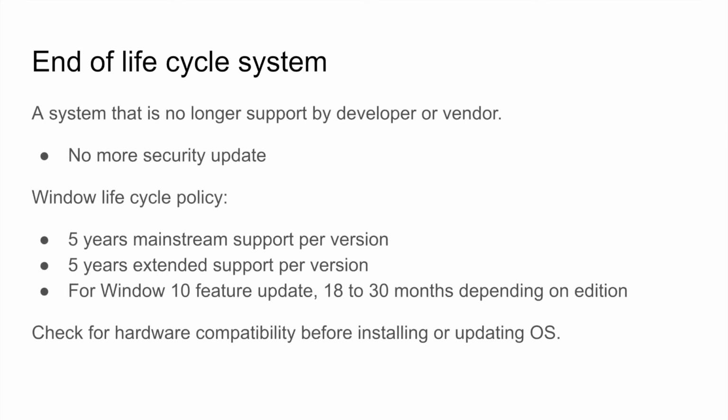We also need to know about end-of-life systems, which is a system that is no longer supported by the developer or vendor. Therefore, there are no more security updates. For Windows, 5 years of mainstream support per version and 5 years of extended support per version. For Windows 10 feature updates, 18 to 30 months depending on edition. And always check for hardware compatibility before installing or updating the OS.